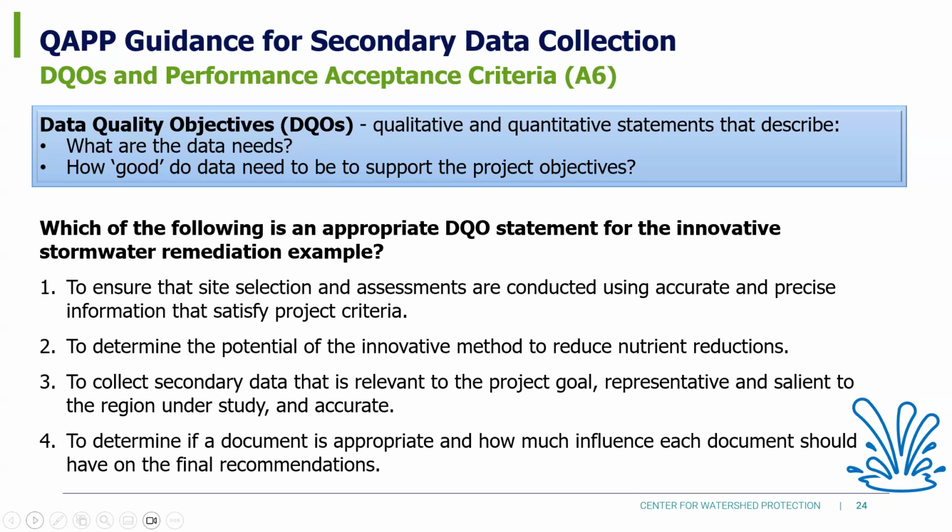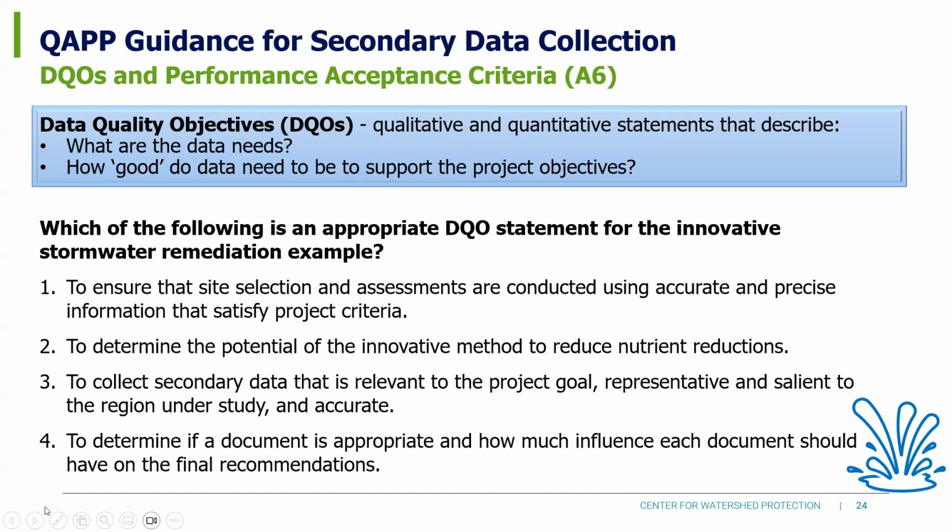3 could be a correct DQO for this project because it is detailed and it outlines what the secondary data would be used for, like what data is needed and how good it needs to be to a certain extent. For this specific project example, number one was actually the DQO they used. And if you notice, it's vague sort of, and it's because it's the overall DQO for the entire project.